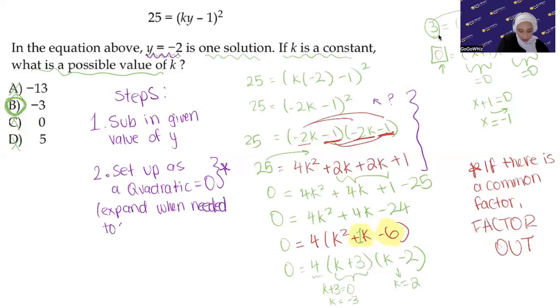To collect like terms that 25 sitting out there, because we needed it to be equal to 0, like terms. Okay. So set the quadratic equal to 0, then factor, big part, we need to factor and solve for the unknown.